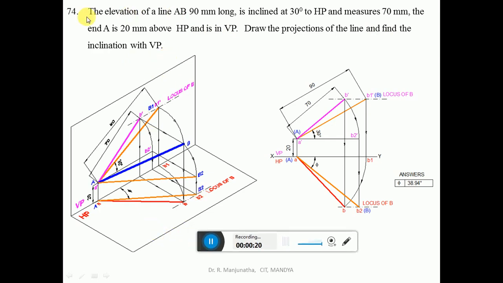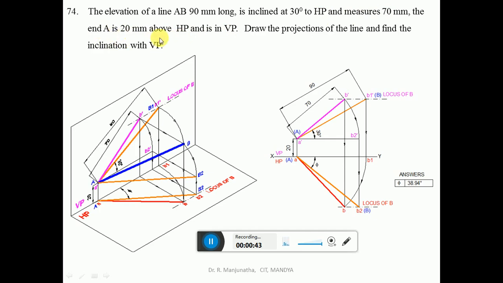So he says the elevation means the front view. The front view of a line AB 90 mm long is inclined at 30 degrees to HP and measures 70 mm. So that means he has given the true length and the true inclination with respect to HP, and also he has given the front view. The NDA is 20 mm above HP and is in VP. So first we are going to consider the NDA.